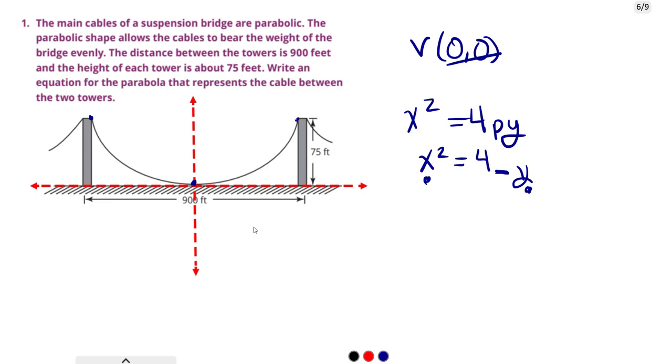And so we need to find out an ordered pair. Let's take this point here, the top of that bridge. We know that the bridge all the way across from post to post is 900, so that would make this 450. So that would make this ordered pair 450, comma, 75.